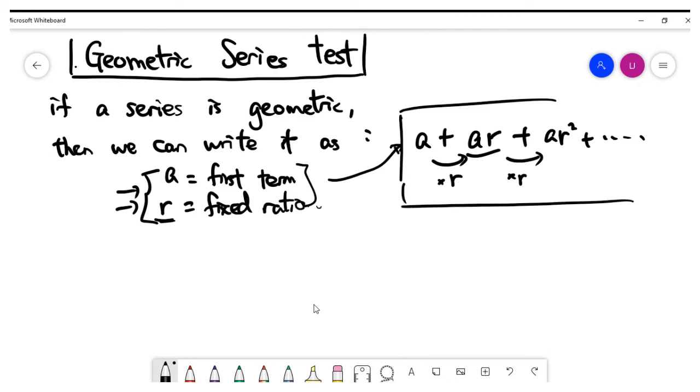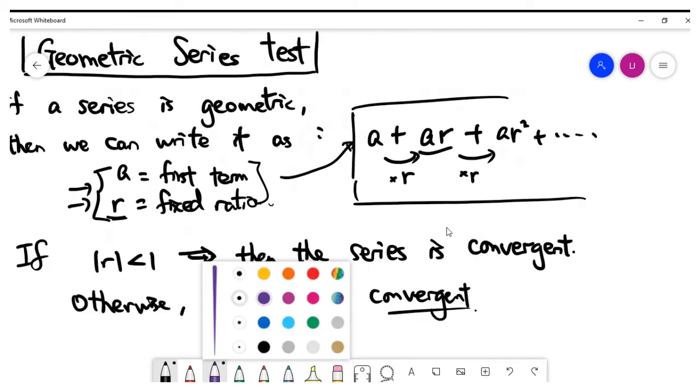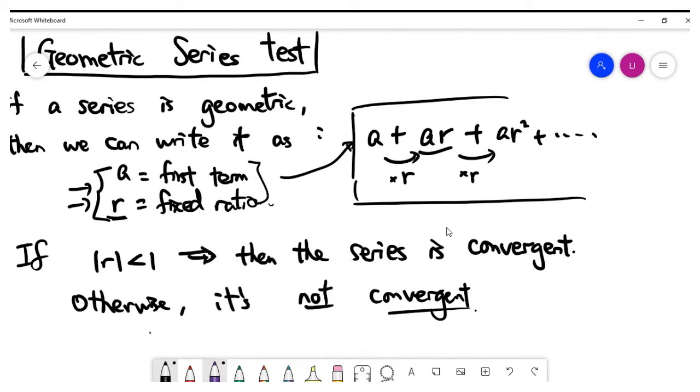And now, I can claim that we have an easy criterion to test whether it is convergent or not. Let me write it down here. So please look at the criterions I put in the last two lines here. If the absolute value of the ratio is less than 1, then the series must be convergent.